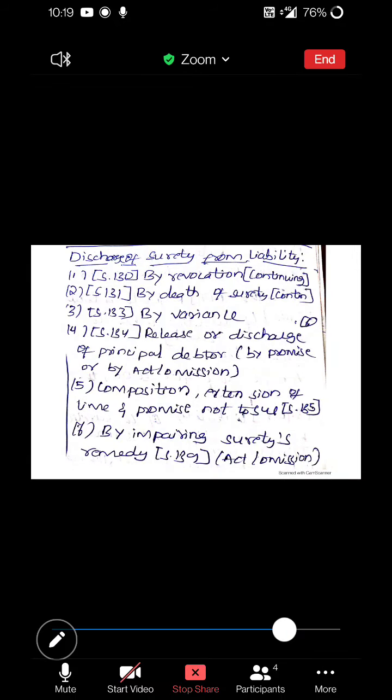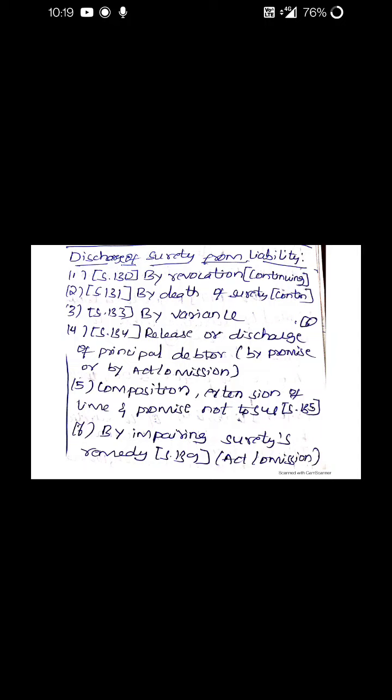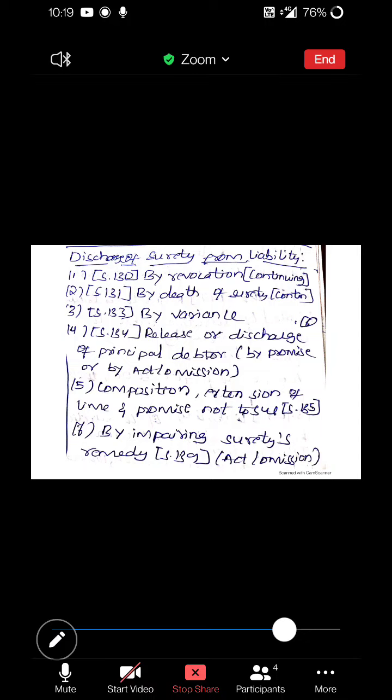The next is by the death of the surety. This is also for continuing guarantee. If a surety dies, then all the future guarantees in a continuing guarantee will automatically be cancelled. But if it is a normal guarantee and the surety's death happens, then the surety's legal heirs should pay from whatever they inherit from the surety.